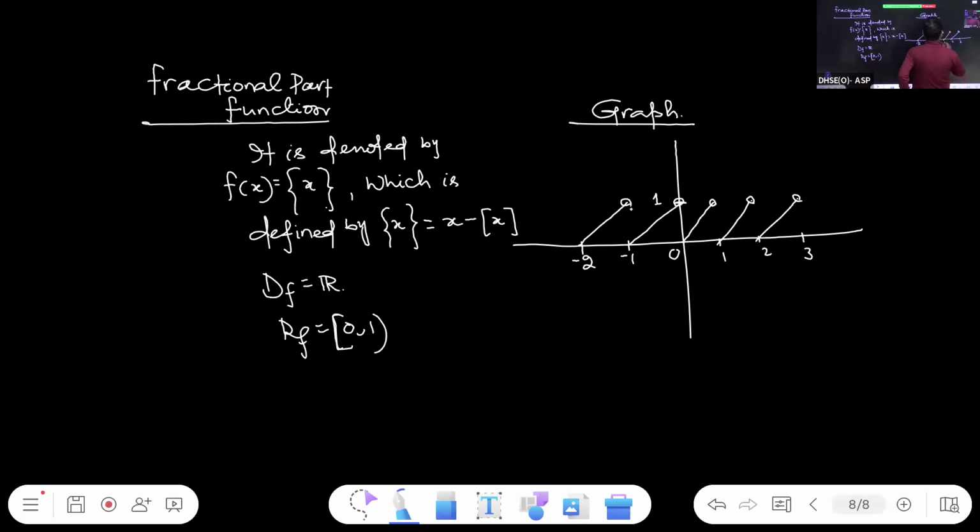If you want to redefine it branch wise, in the interval 0 to 1, fractional part of x is equal to x. In the interval 1 to 2, fractional part of x is equal to x minus 1. In the interval 2 to 3, it is equal to x minus 2. In the interval minus 1 to 0, it is equal to x plus 1. Okay, algebraic function complete, then come to transcendental functions.